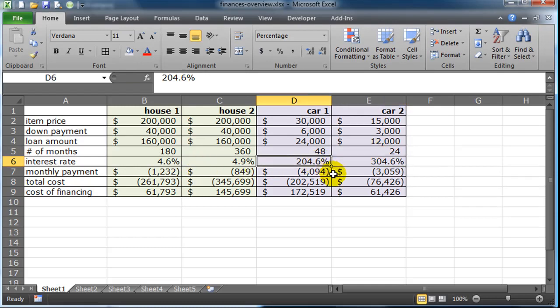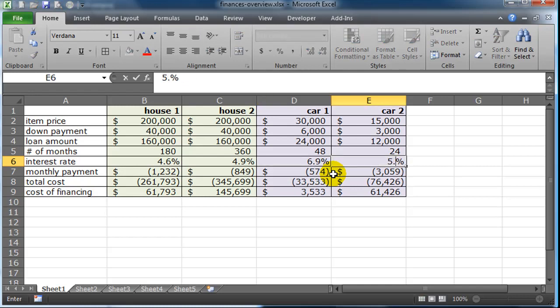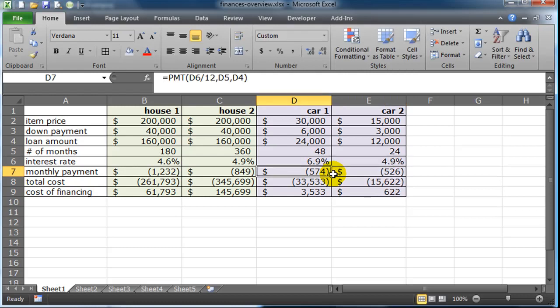The interest rate, let's knock those up a little bit. How about car 1 at 48 months? Let's go ahead and make that 6.9%. And car 2, let's make that 5.9%. Let's do 4.9. All right, there we go.